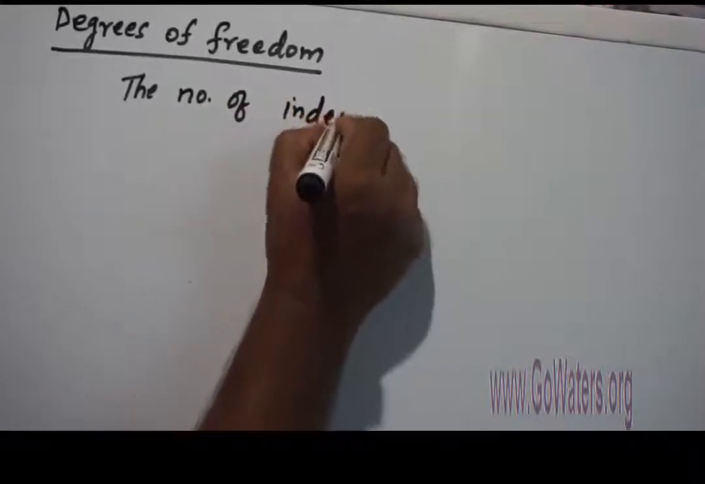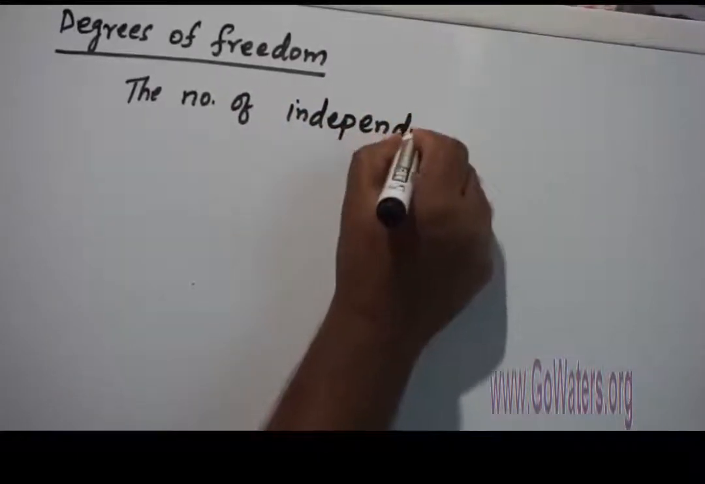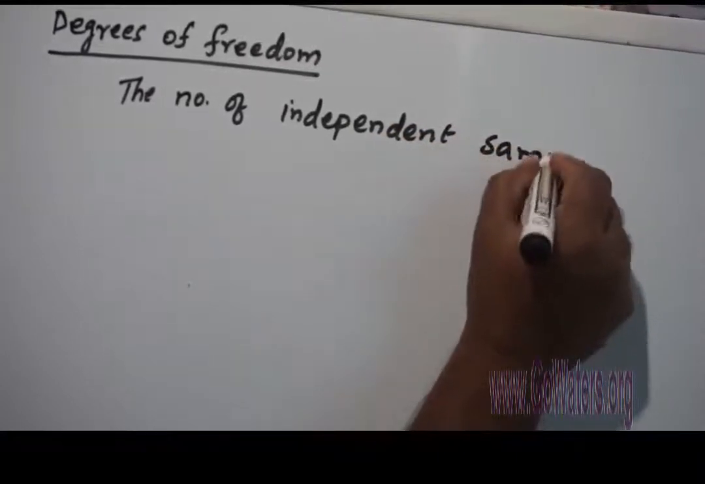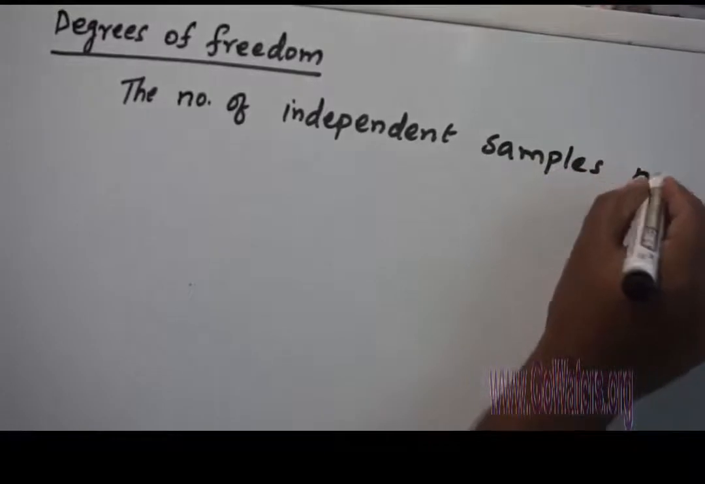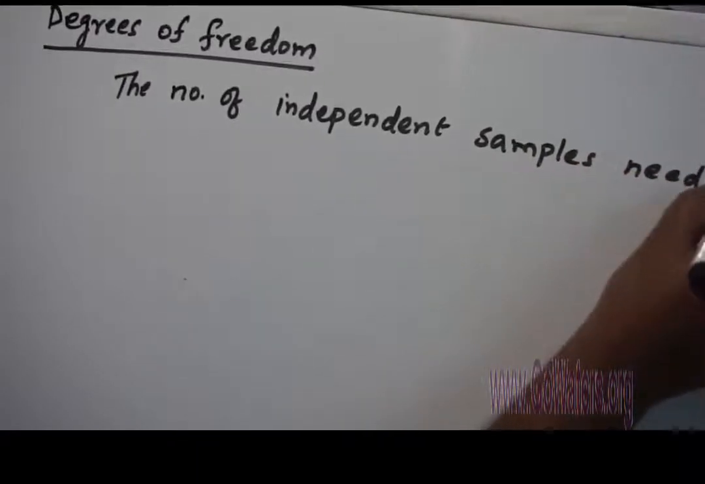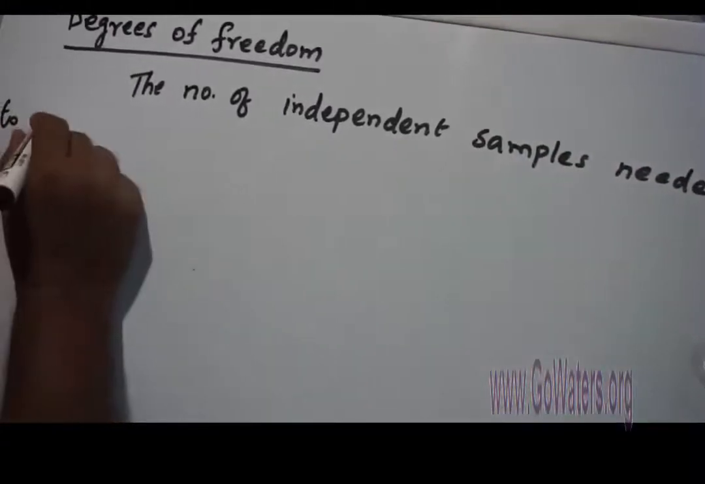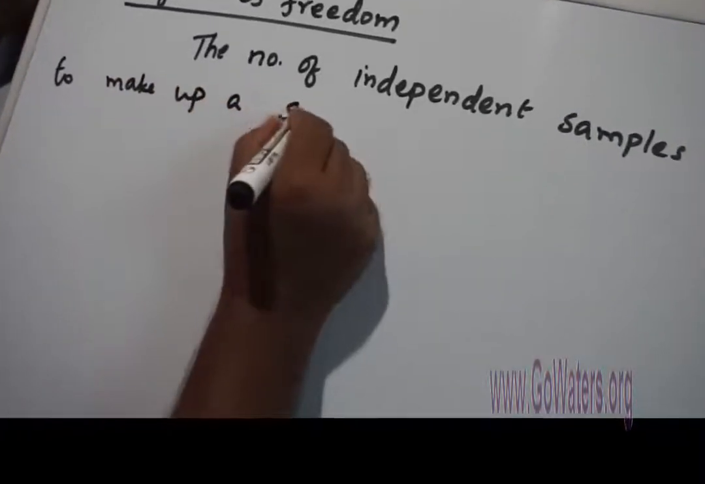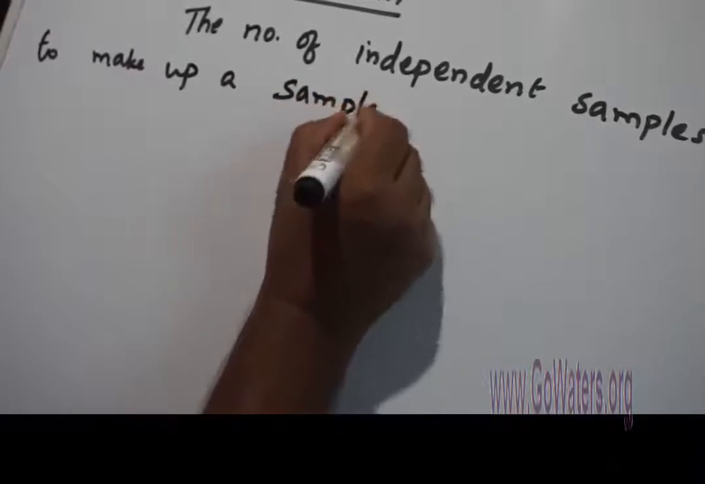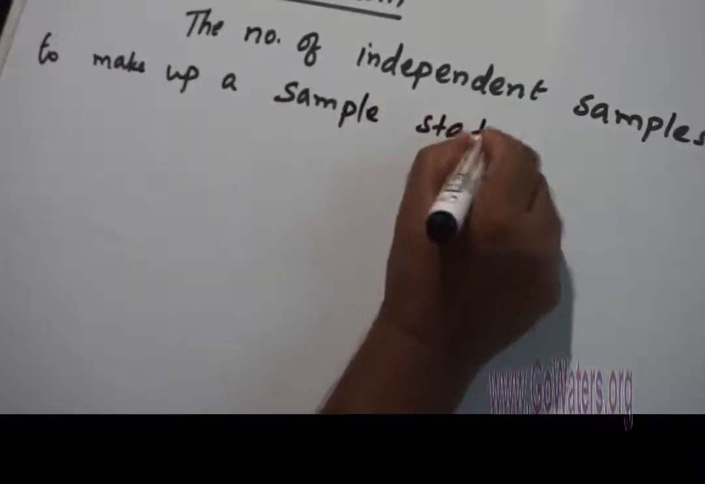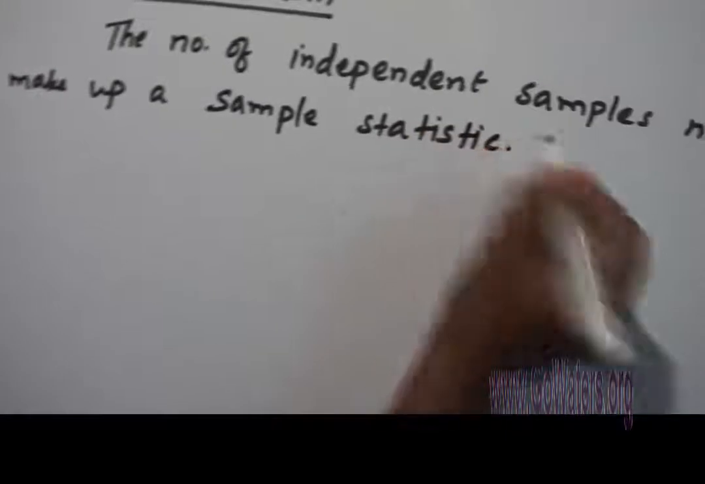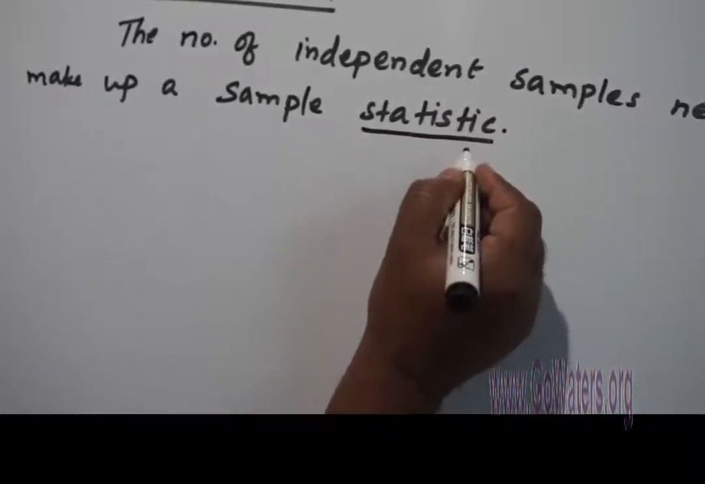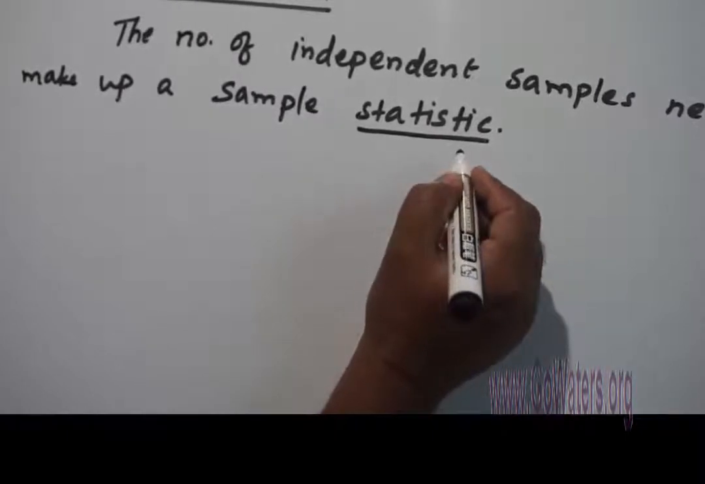independent samples needed to make up a sample statistic, right? A statistic is something like a sample mean, sample variance, or sample proportion.